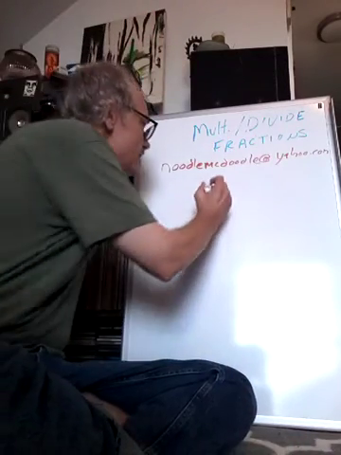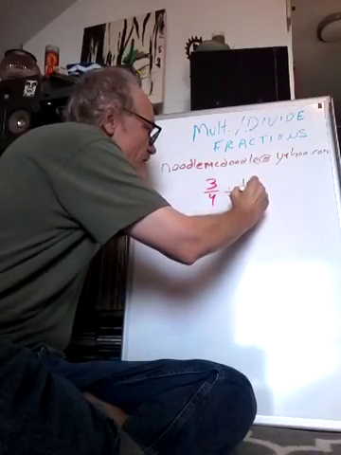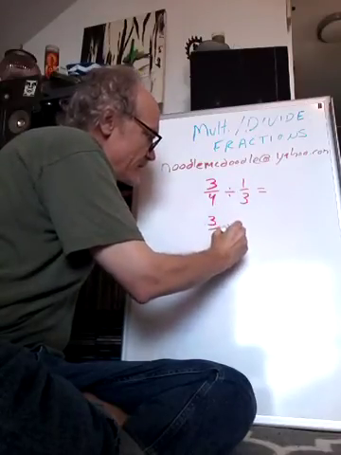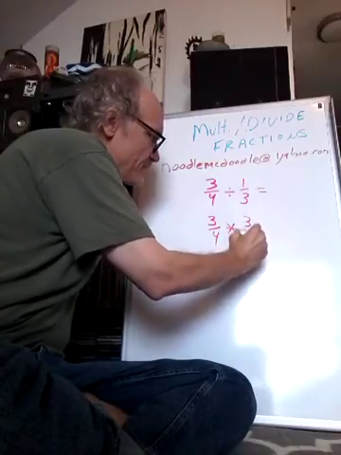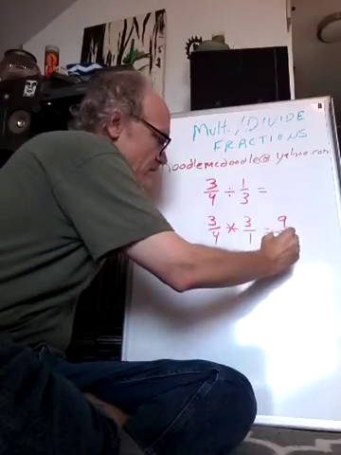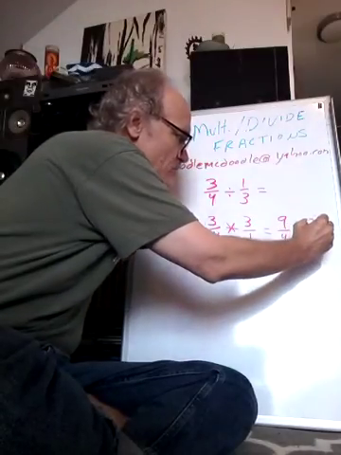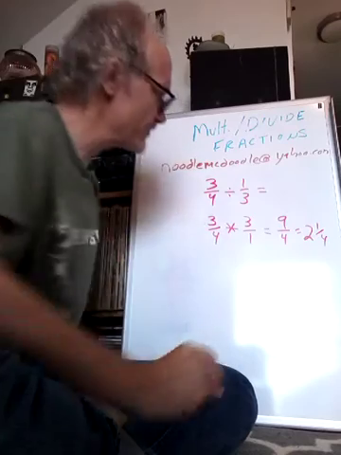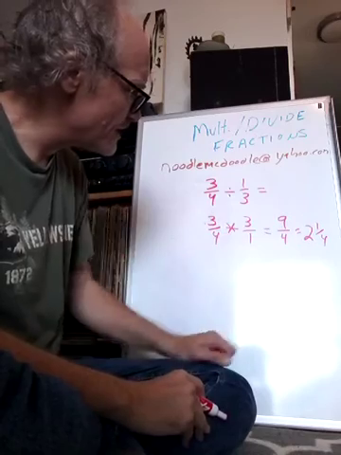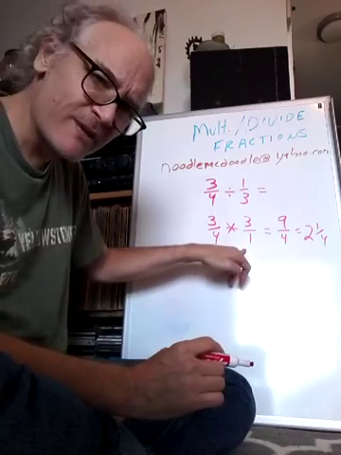Let's try it. Let's say we have 3/4 divided by 1/3. I keep, I change, I flip. 3 times 3 is 9. 1 times 4 is 4. That's improper. How many times can 4 go into 9? 2 with 1 left over. Right? That's the procedure. I don't like improper fractions. Sometimes they're useful. But let me show you what this really looks like graphically.